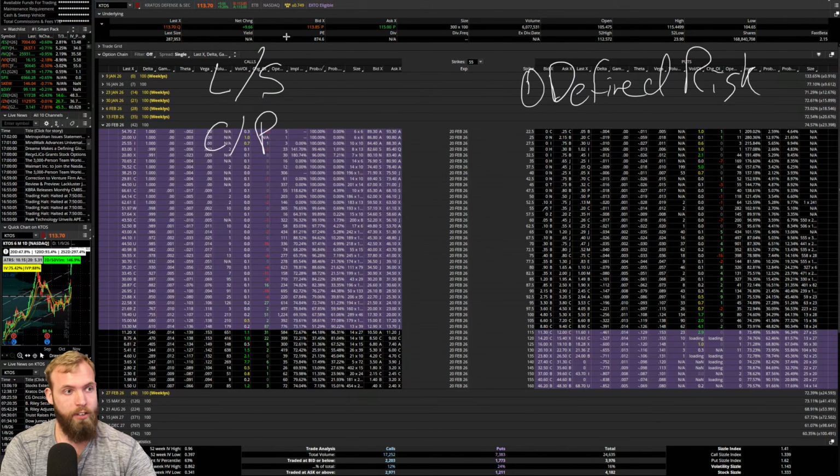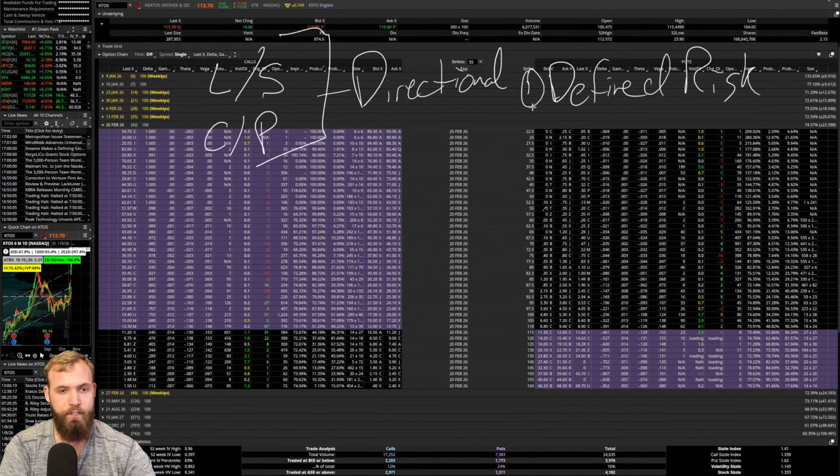These are not volatility bets. These are directional bets. That's one of the very first things that trips up a lot of options traders, is when they put on vertical spreads, they think that they're trading volatility. So they will hear things like this: if volatility is high, then you should sell the spread. If volatility is low, then you should buy the spread. In reality, it doesn't really matter.